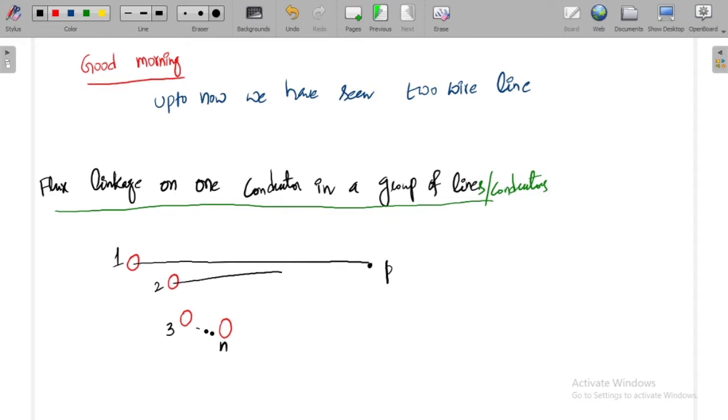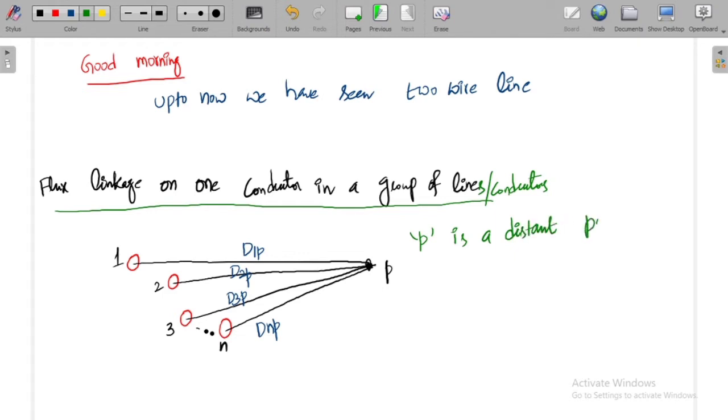Now I am giving names for the distances from the conductors to the point P, right? These are the distances. The distance from conductor 1 to the point P is given by D1P, and this distance is D2P, D3P. Like that, it is DnP, which is the distance from the nth conductor to the point P. What I am interested in here is to find the flux linkage on any one of the conductors, and this flux is considered up to the region P.